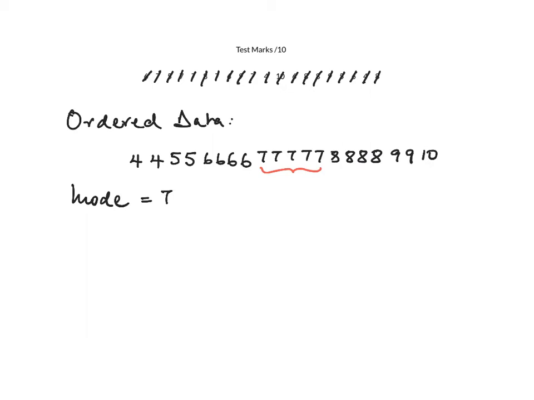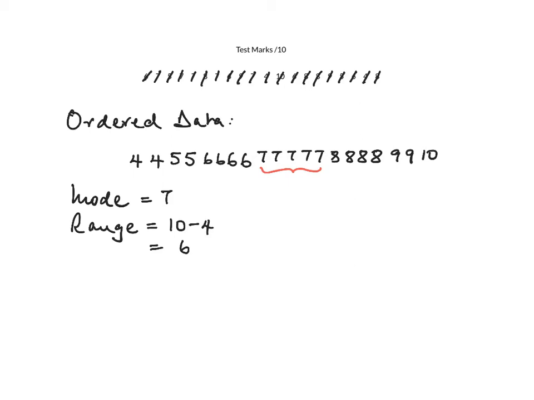Next thing to calculate is the range. The range is the largest value in our data, which is 10, minus the smallest value, which is 4. But we can't leave it like that, we have to finish off the calculation, so the range is 6.